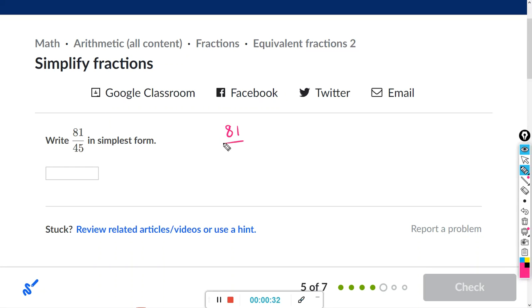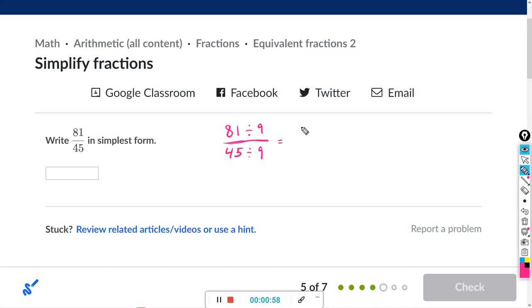All right, so we have 81 over 45, and I know that 81 and 45 are both divisible by 9. So I am going to divide by 9 in the numerator, and I'm going to divide by 9 in the denominator. Okay, you want to divide by the same number on the top and bottom.